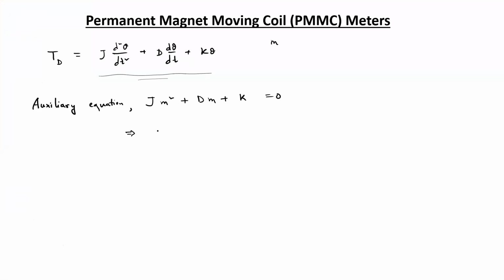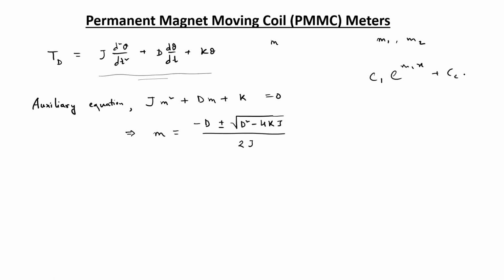So the known formula for determining the roots can be used, that is minus D plus minus root over D square minus 4 into K into J divided by twice J. Now if the roots are known, let's say two roots are going to be obtained, m1 and m2, then the solution of the system can be written in terms of, let's say, two constants c1 e to the power m1 x plus c2 e to the power m2 x.